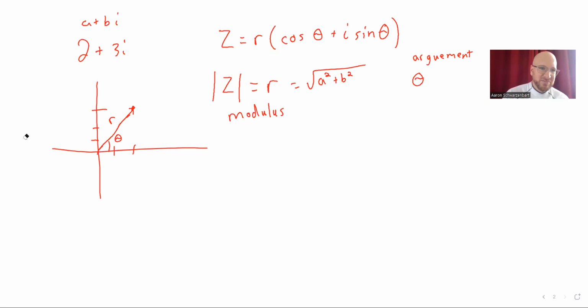But let's talk about this one. So let's first get the modulus. r is equal to the square root of 2 squared plus 3 squared. That's the square root of 13. So we know here y is 3. x here is 2. We know, though, if we don't know y, I should say b and a.